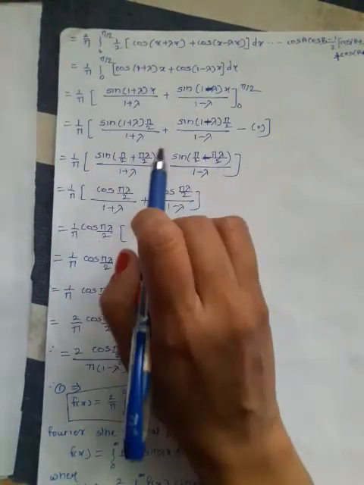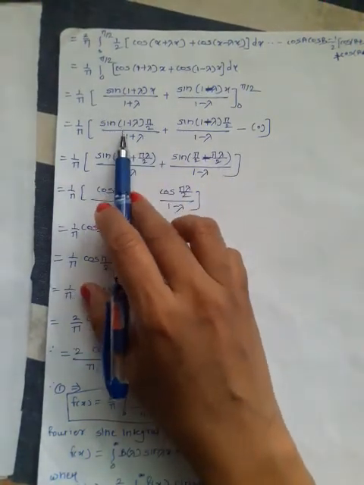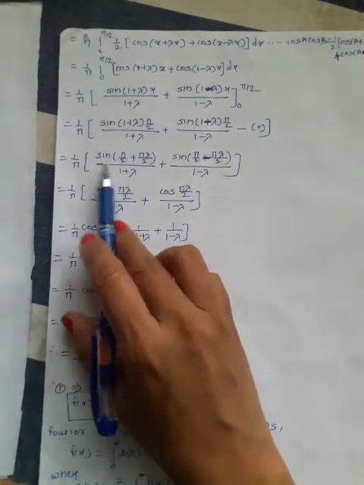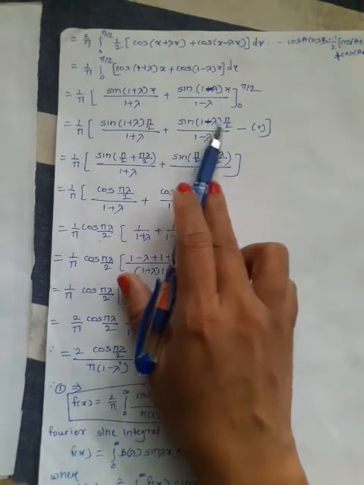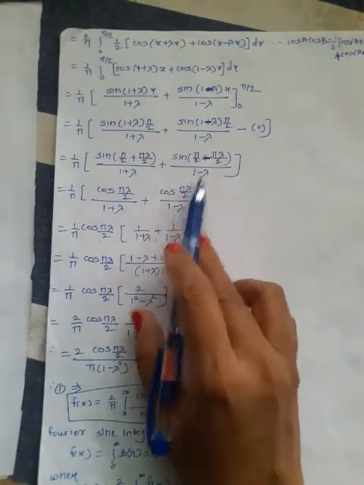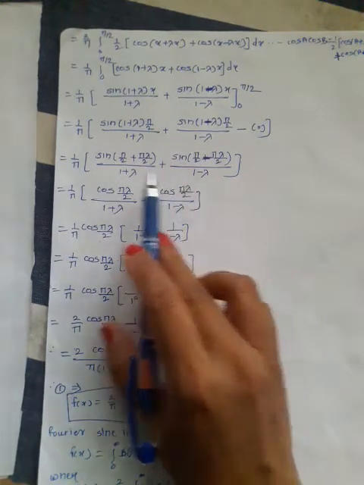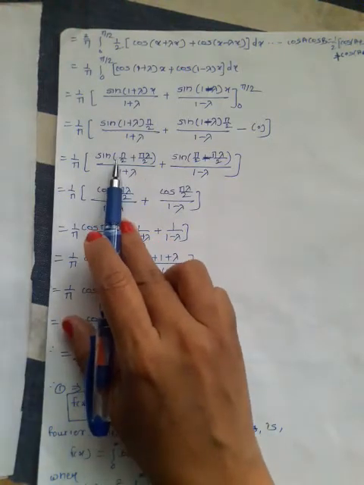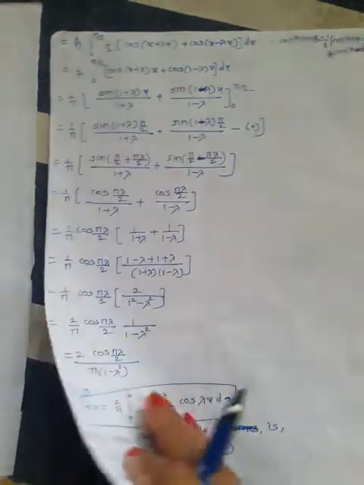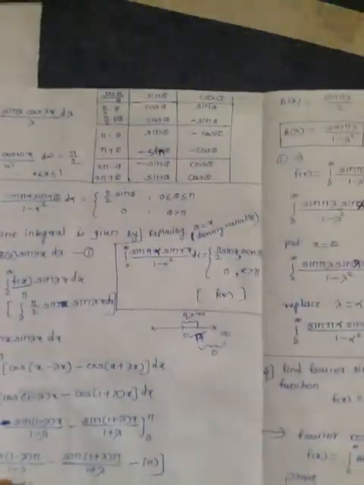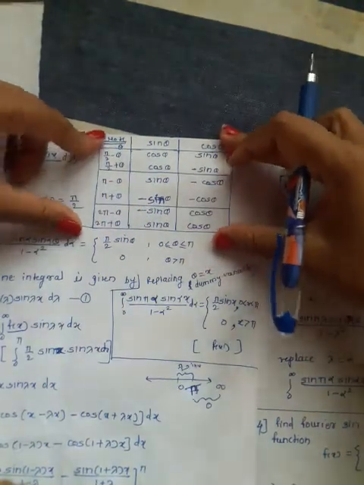Now take next step, pi by 2 inside of this angle. We get this as it is, sine pi by 2 plus pi lambda by 2 upon this plus sine pi by 2 minus pi lambda by 2 upon 1 minus lambda. Okay, now here we have to use trigonometry formula, sine pi by 2 plus theta, sine pi by 2 minus theta. For that, consider this table and mug up this table.